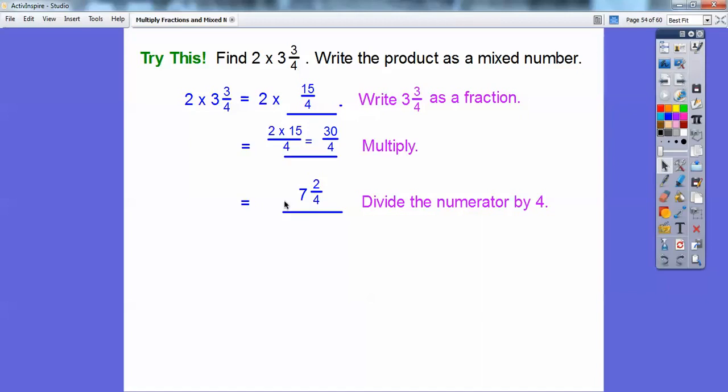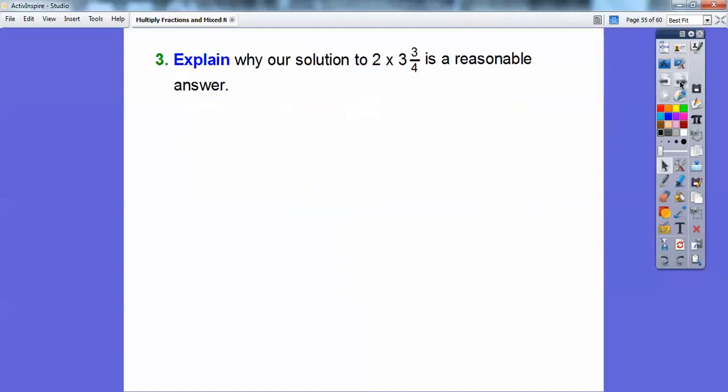Okay, so how many times does the bottom number go into the top number? It goes in there 7 times. 4 times 7 is 28, and there's going to be 2 left over. So I can divide it in there 7 times with 2 left over.